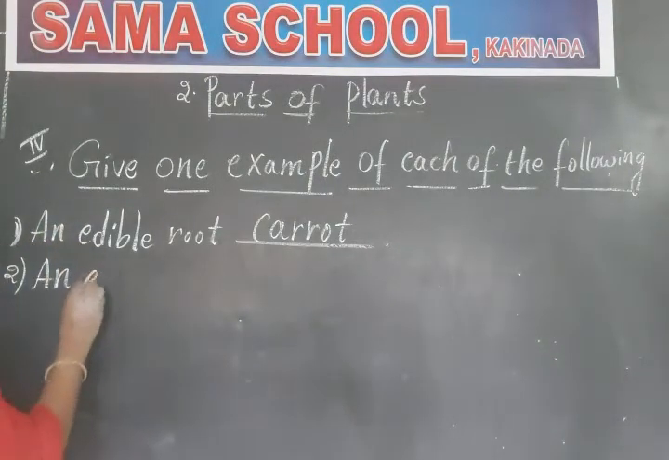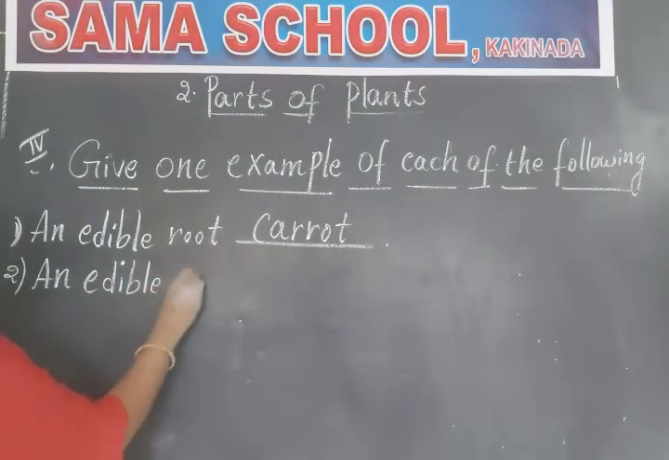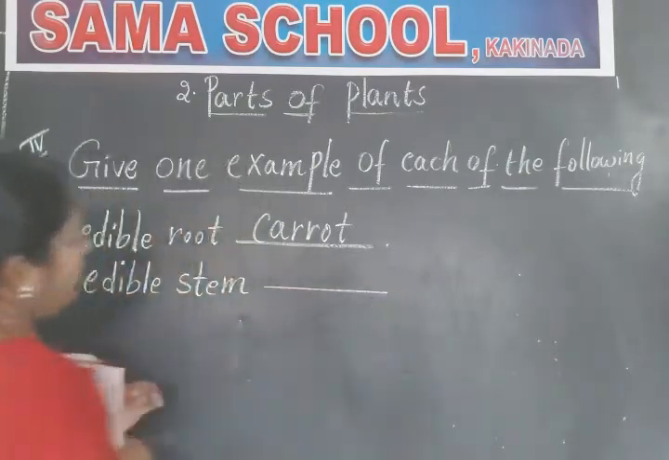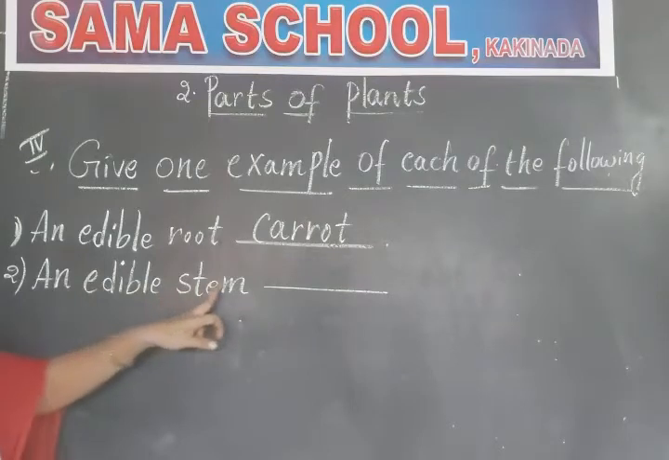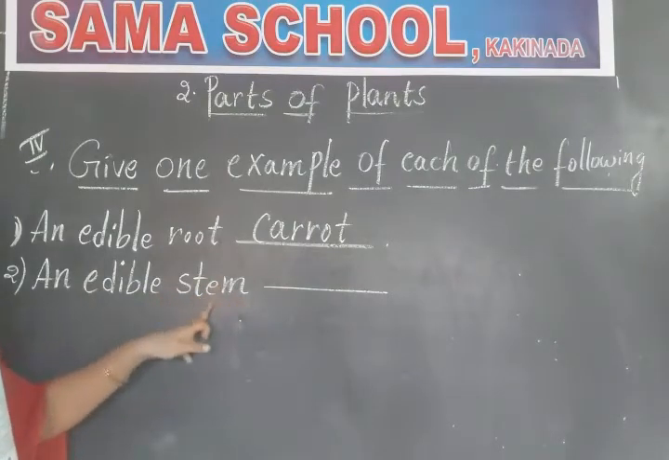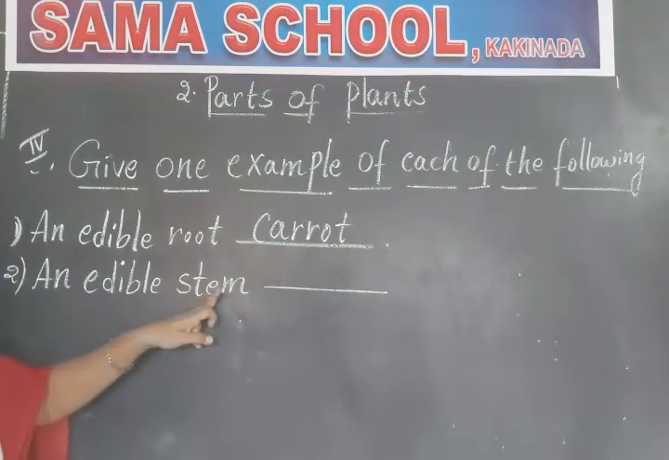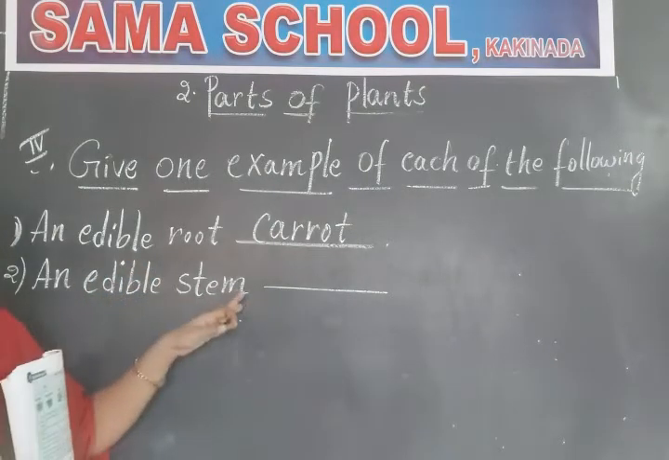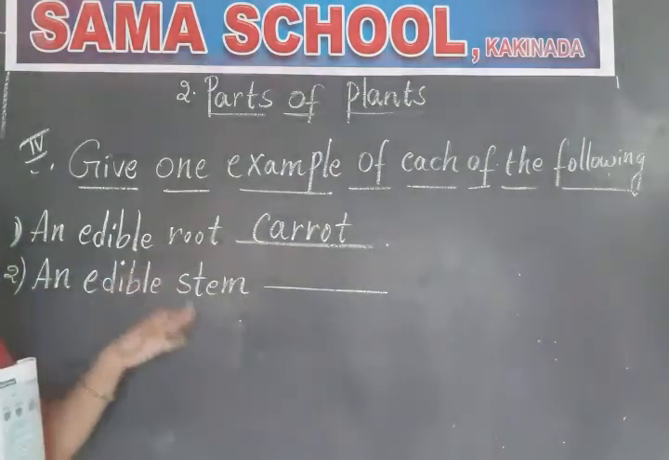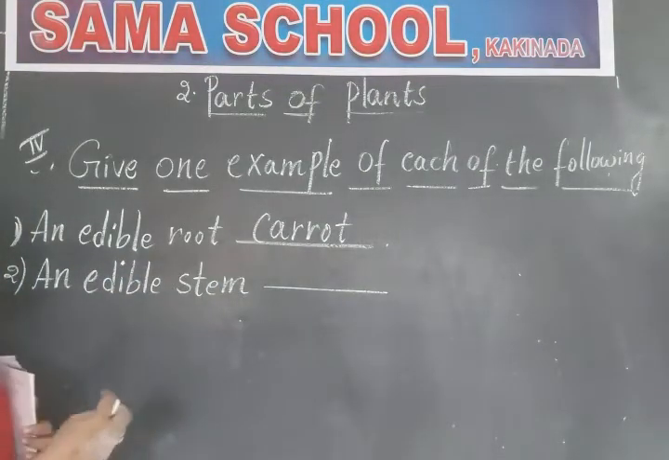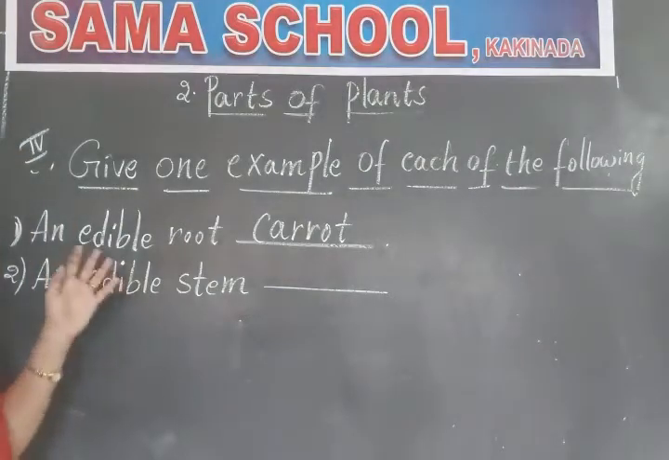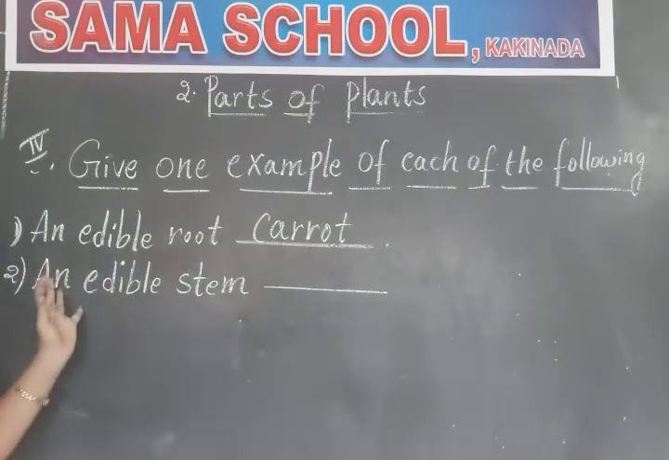An edible stem. Edible means which we can eat. We can use the stem as a stem vegetable, or we can eat the stem as our food. Give some examples of plants that store food in their stems. Yes, ginger, potato, sugarcane. These are examples of stems which we can use as our food.